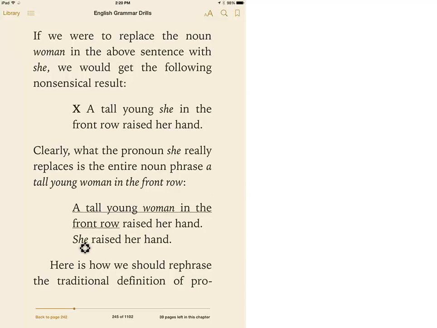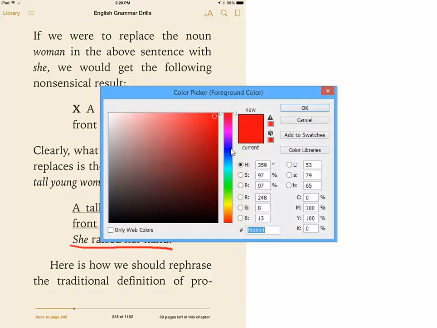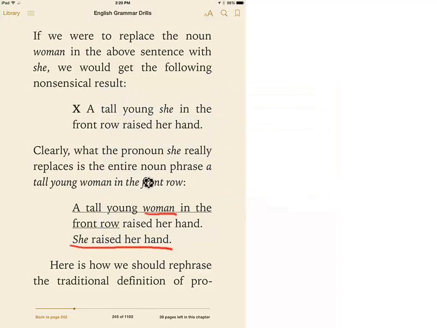When we replace the woman with she, that's the noun, and then we also replaced all the modifiers. Tall, young, a tall, young. Those are all modifiers of the noun. And then in the front row is also a modifier because that tells where. It's a prepositional modifier, but it still modifies the noun. And so all these modifiers, the ones that come before the noun are called pre-noun modifiers, and the ones that come after the noun are called post-noun modifiers. And we're going to get to those definitions.